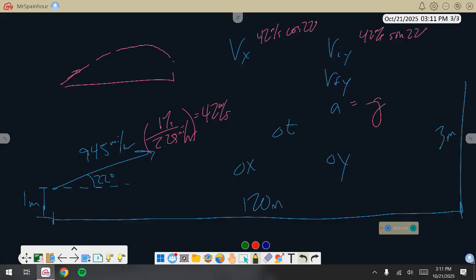I want to talk about what you don't do right now. I'm going to punch in what a lot of people might do incorrectly. They punch in that as 120. And what would they probably punch in for delta y? Not 3, 2. Why 2 and not 3? Because it started 1 meter above the ground, so the total change would need to be 2.